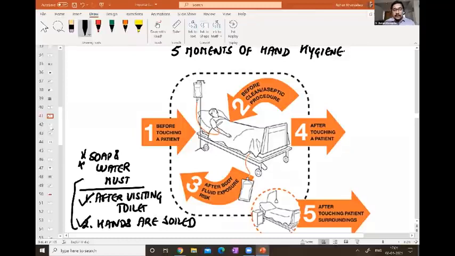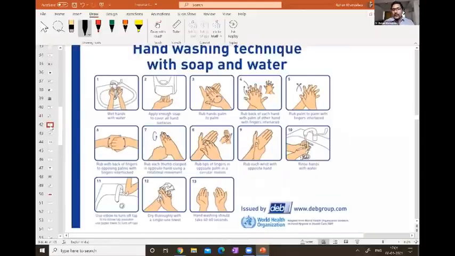These are the various steps of hand washing. The steps are highlighted in the image. You will get the PDF. These steps have not been asked, the details have not been asked in the FMG exam, but they've been asked in another exam. There's no harm in knowing the steps of hand washing. And the question which you should know, that hand washing is the most important factor to reduce wound infection. Hand hygiene or hand washing is the most important factor to reduce wound infection.